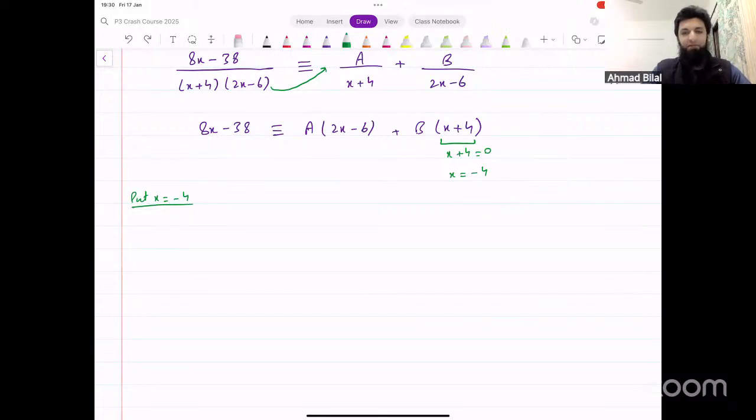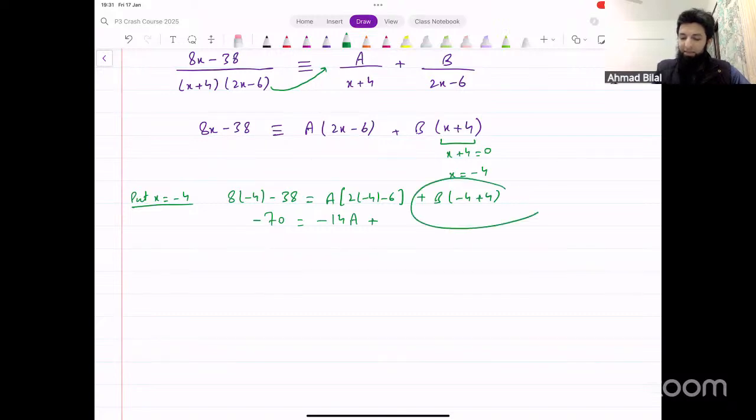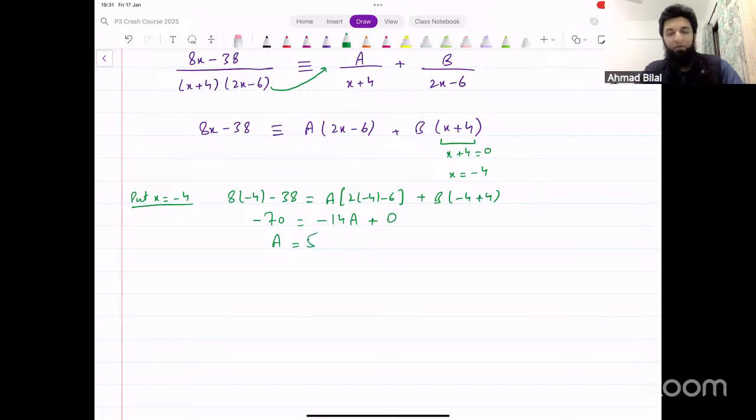So that's what I do. I say, let's input x equal to negative 4. And that gives me 8 into minus 4 minus 38 equals a into 2 into minus 4 minus 6 plus b into minus 4 plus 4. Now on the left side, I have minus 32 minus 38, which is minus 70. That is equal to minus 14 times a. This gets eliminated, right? Because that's a 0. And we have a simple equation now that gives us the value of a directly. 70 over 14, that is 5. That's the value of a that we were looking for.